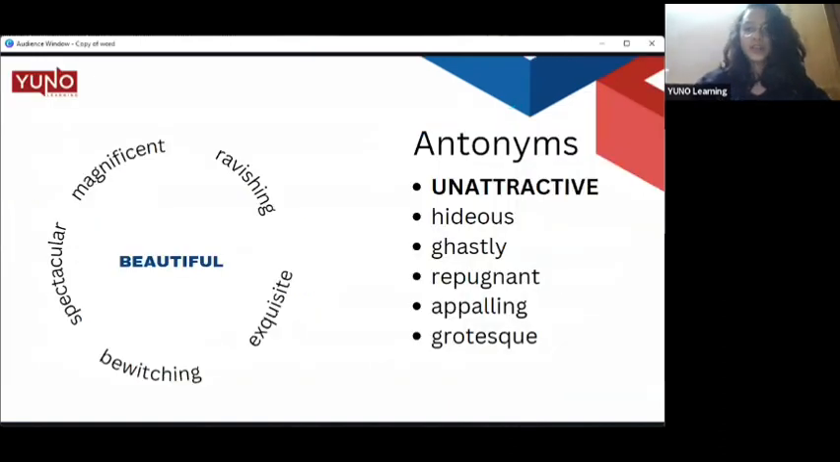So the next word we'll be covering today is beautiful. We have used this word multiple times in our daily conversations, but how could you replace it, or what other words can be used in place of beautiful? So we have the words ravishing, exquisite, bewitching, spectacular, and magnificent. And what are the antonyms for the word beautiful? We have unattractive, hideous, ghastly, repugnant, appalling, grotesque.